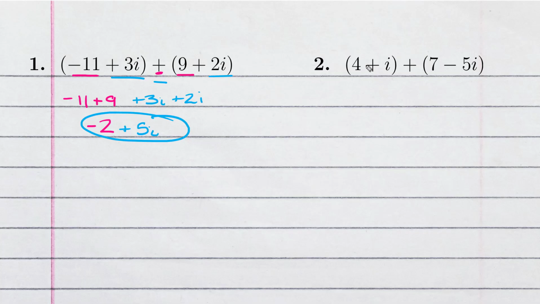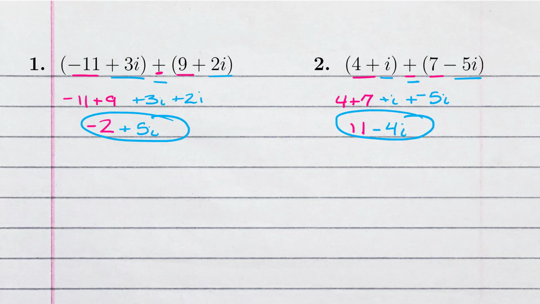So again, it's just combining the like parts. So doing this next one, the same idea. 4 plus 7 and positive i plus negative 5i. So when we add our real parts, 4 plus 7 gives us 11. And then when we add our imaginary parts, 1i plus a negative 5i gives us a negative 4i.